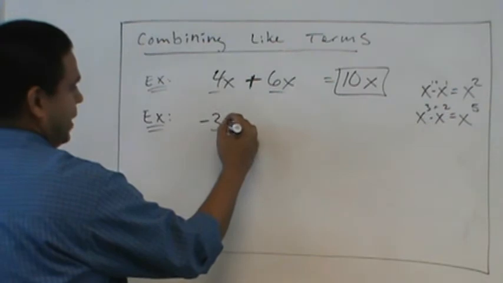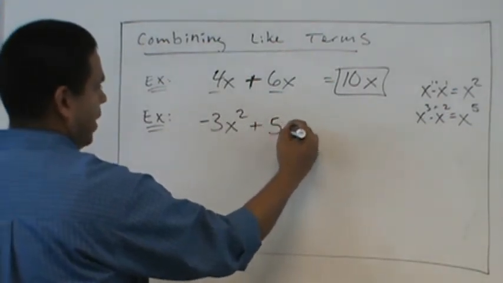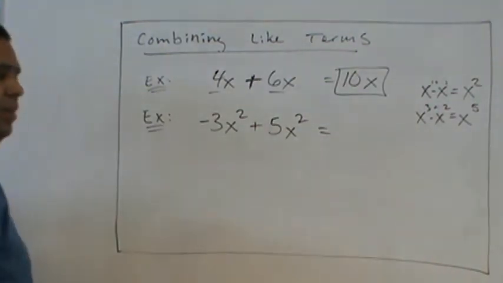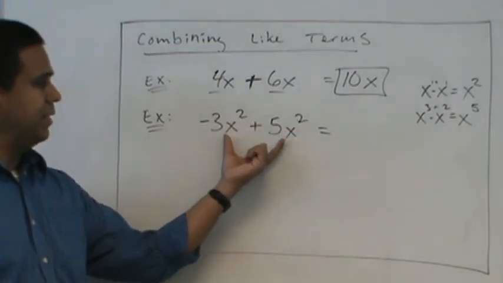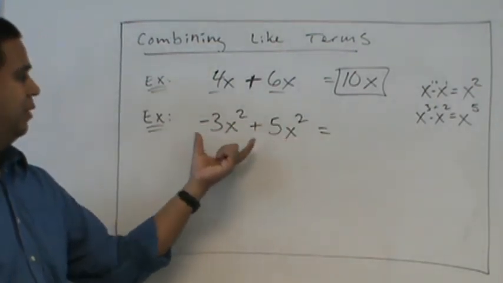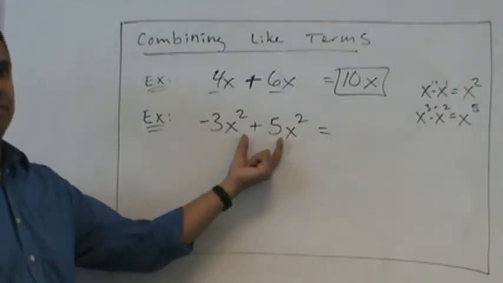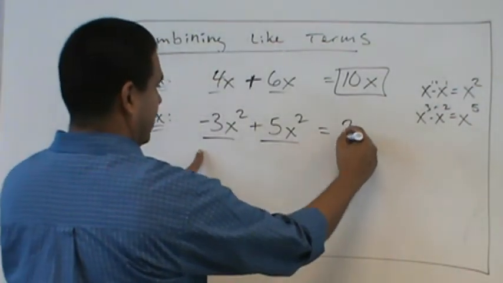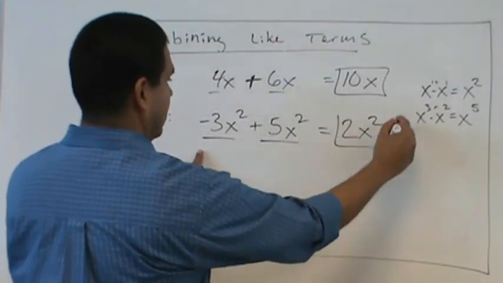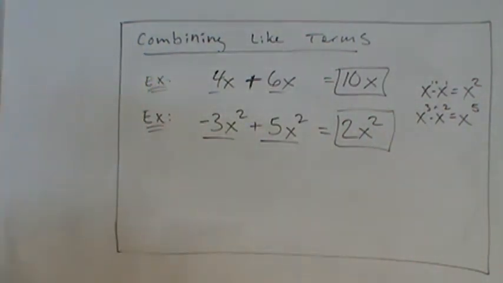So we have negative 3x squared plus 5x squared. Are these the same? Are they like terms? Yes. So we deal with the coefficients. Negative 3 plus 5? Positive 2. So we get 2x squared. And again, we leave the x squared. We leave that the same. Okay. Here's another one.